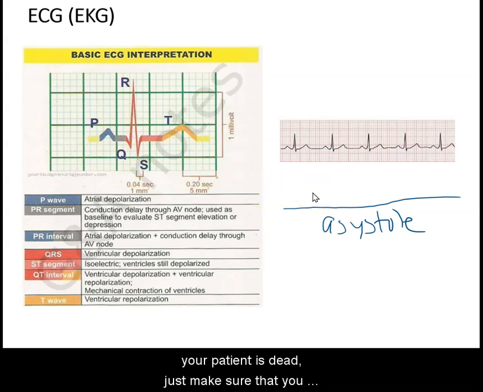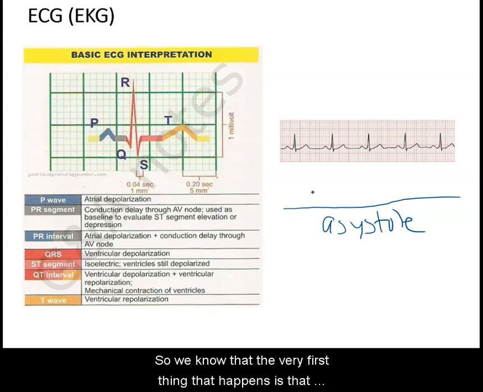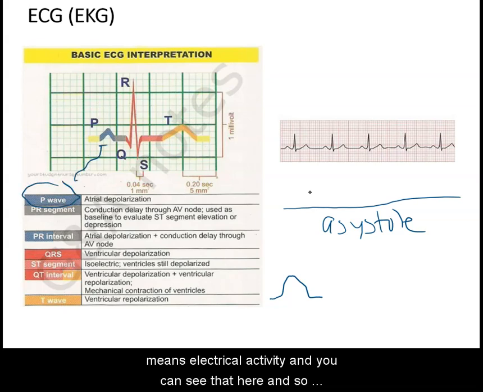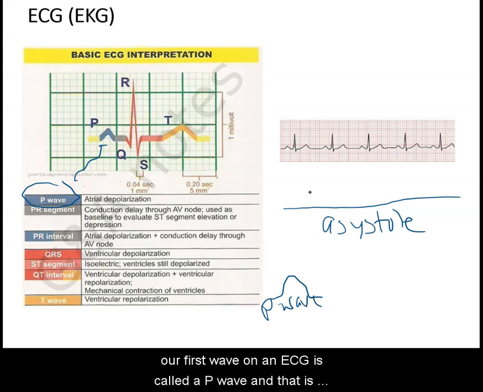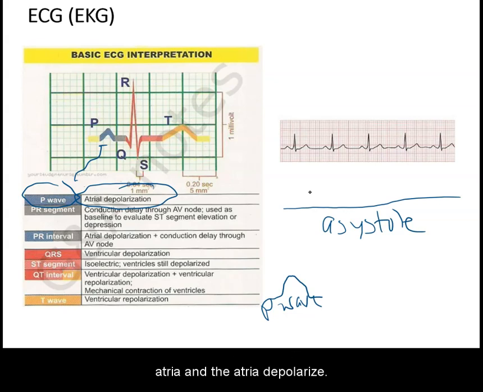So we know that the very first thing that happens is that that impulse is going to go from the SA node to the AV node. And as it does that, we know it depolarizes the atria, and so we get a deflection. So any deflection up or down means electrical activity, and you can see that here. And so our first wave on an ECG is called a P wave. And that is showing us when that impulse goes through the atria and the atria depolarize.